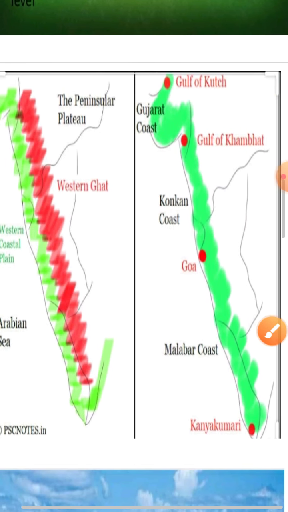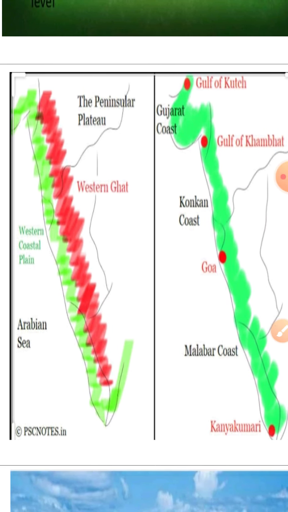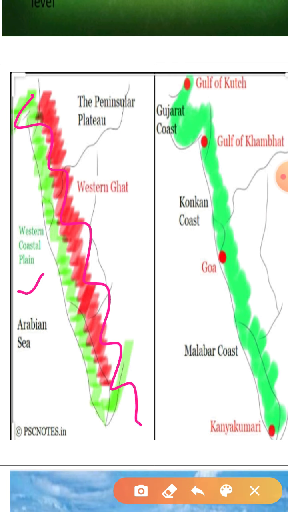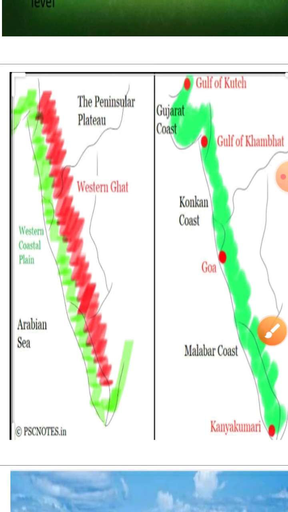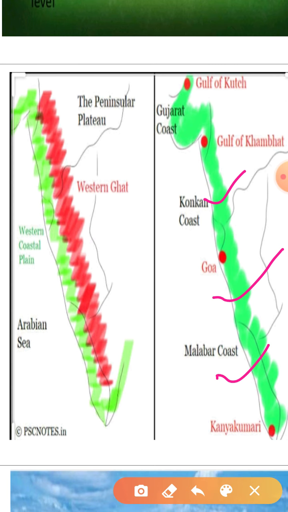Here you can see these coastal areas easily. This is the Western coastal plain. This entire area along the Arabian Sea is the Western coastal plain, and first is Konkan, then Kannada, and then Malabar.